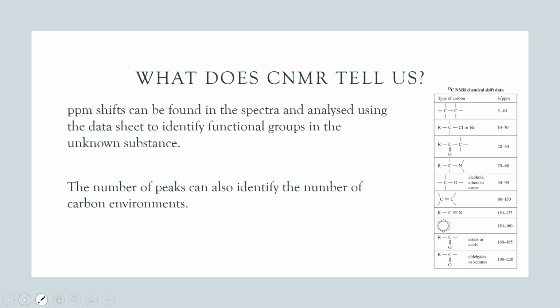So for C NMR, we can use our ppm shift data to analyze each of the carbon environments and use that to start to identify different kinds of functional groups that might be present in the substance. Noting as well that we can look at the number of peaks and use that to identify the number of carbon environments present as well.